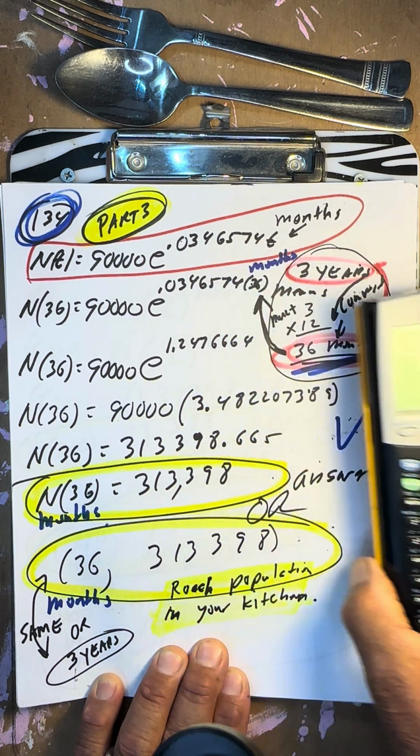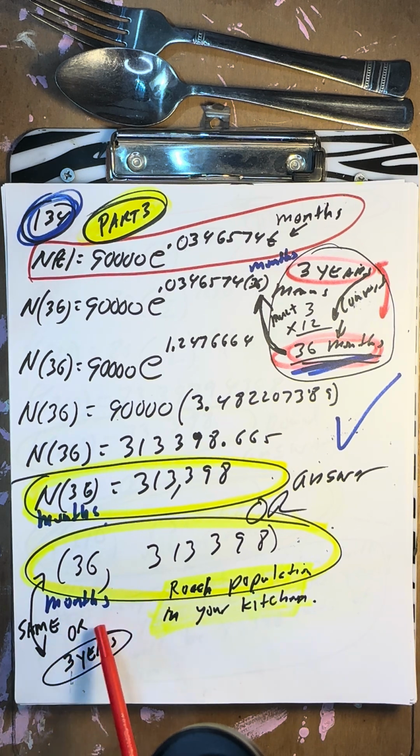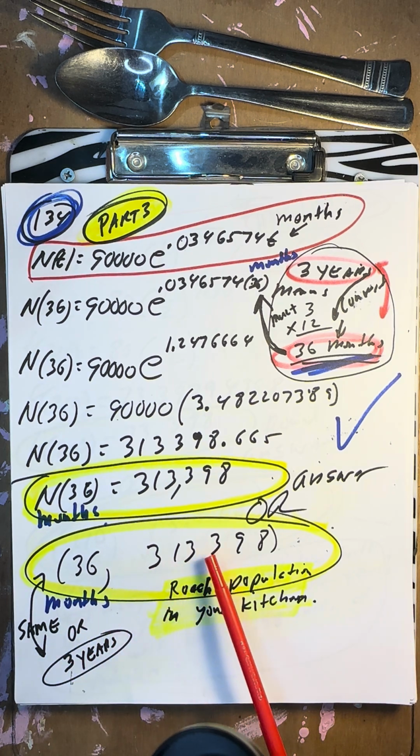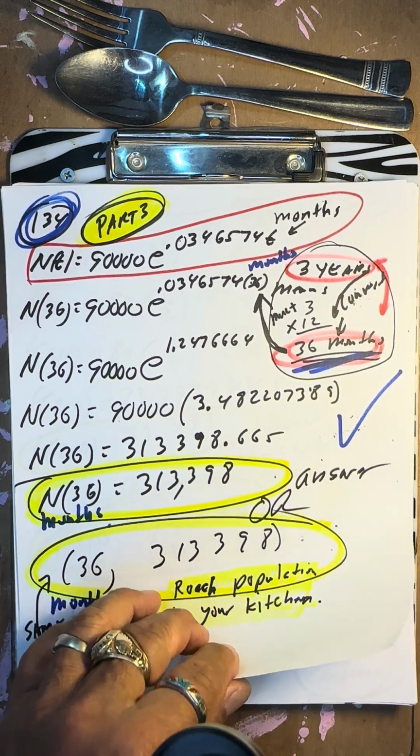So 36 months later, which is 3 years, there will be 313,398 roaches in your kitchen. Time to take care of them, huh? Get those guys out of there.